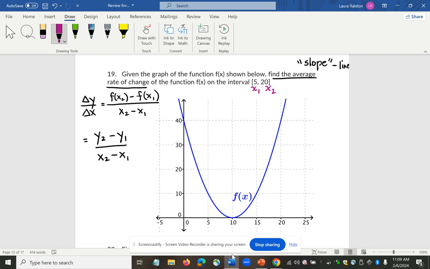So on my graph, if I look at 5, I'm going to have 5, 10. There's my ordered pair. And then if I look at 20, I would have 20, 40. You're trying to determine the slope of the line that connects those two points.